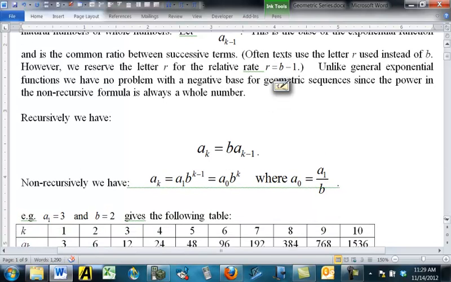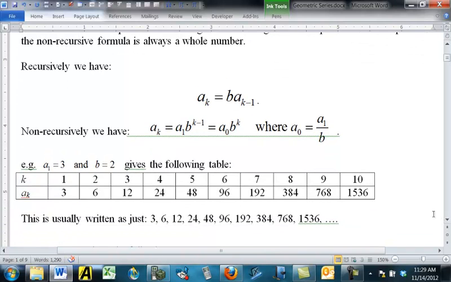So recursively, we have a sub k is b times a sub k minus 1, and of course, with a recursive definition, you'd also have to identify some initial term. Non-recursively, we have a sub k equals a1 times b to the k minus 1, or if you figure out a 0th term, it would be a sub 0 times b to the k. And of course, a sub 0 is just a1 divided by b.